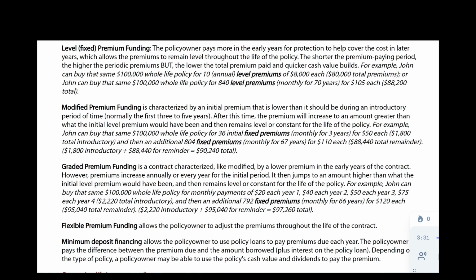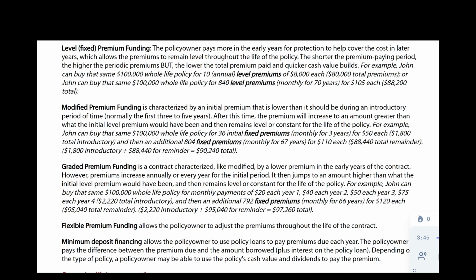840 level premiums, monthly for 70 years, for $105 each, $88,200 total. Modified premium funding is characterized by an initial premium that is lower than it should be during an introductory period of time, normally the first 3 to 5 years.